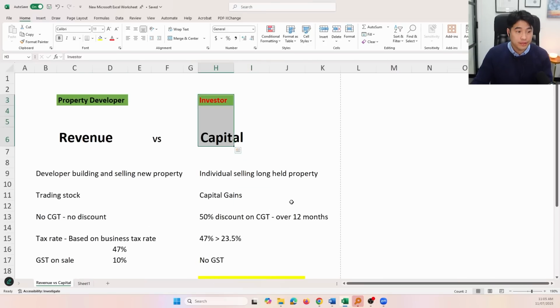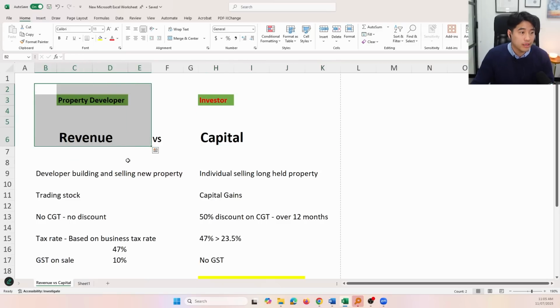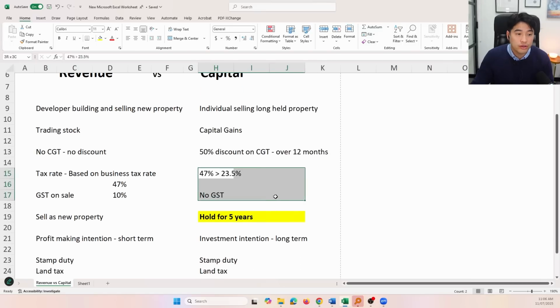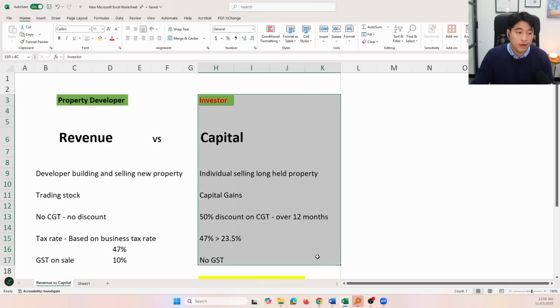I think some new people have just joined, so I just want to repeat what I said. When it comes to buying and selling property, you need to work out whether you're an investor or a property developer. The benefit of being an investor is that it's classed as capital gains, so you get a 50% discount. Your initial tax of 47%, if you purchase in your personal name, goes down to 23.5% because of the 50% discount, and there's no GST on it. A lot of people prefer to be an investor when buying a property and then selling it a few years, 5 years later.